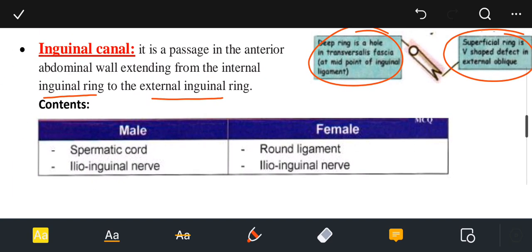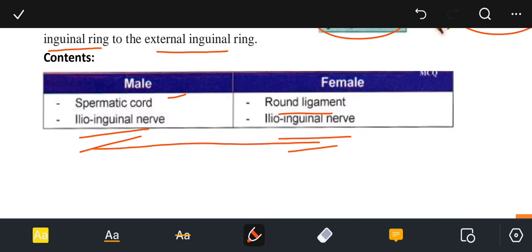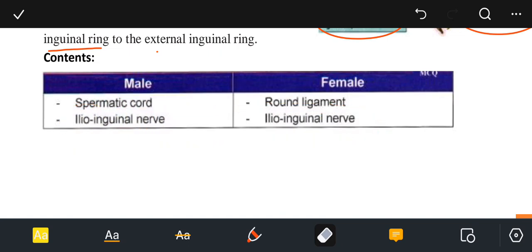Then the contents of the inguinal canal in males and females. In the male, the inguinal canal contains the spermatic cord and the ilioinguinal nerve. In the female, it contains the round ligament and the ilioinguinal nerve. The ilioinguinal nerve is common to both male and female. The difference is that in the males we have the spermatic cord, and in the females we have the round ligament inside the inguinal canal.